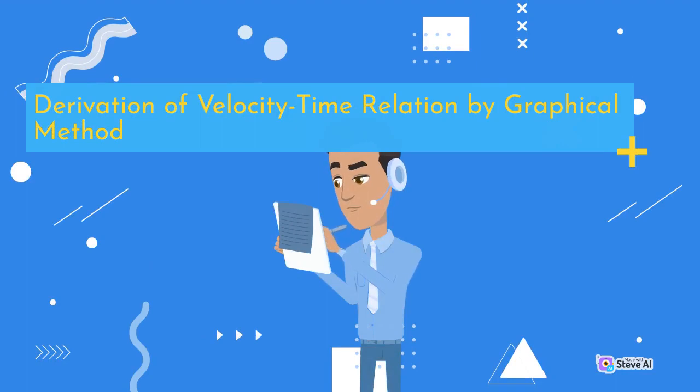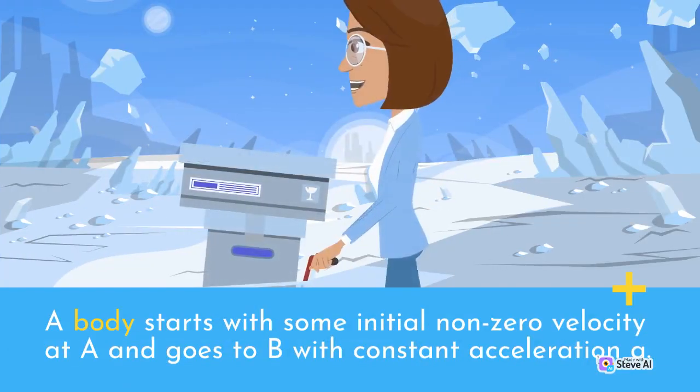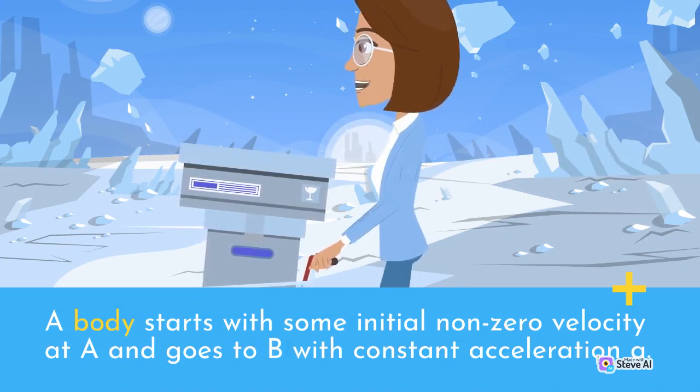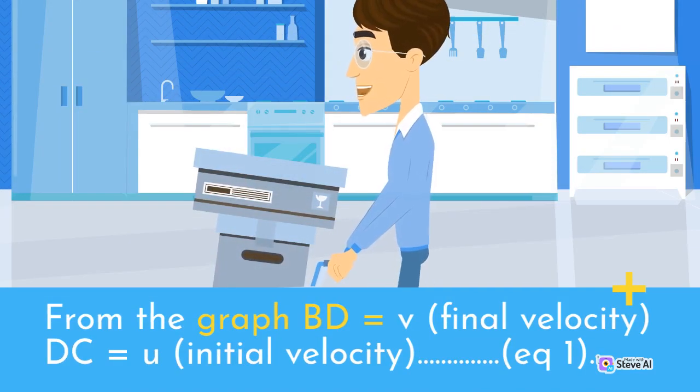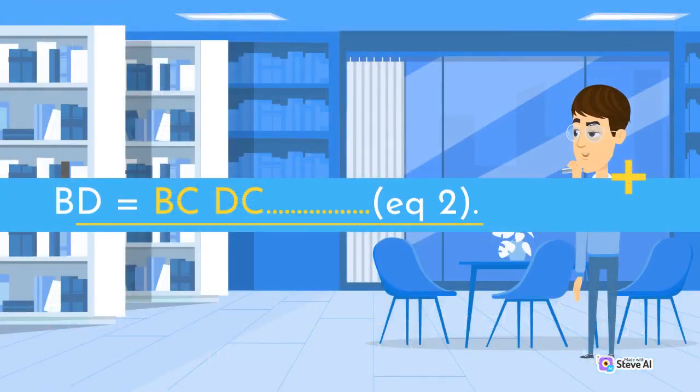Derivation of velocity-time relation by graphical method. A body starts with some initial non-zero velocity at A and goes to B with constant acceleration a. From the graph, BD equals v, final velocity, DC equals u, initial velocity. Equation 1. BD equals BC plus CD. Equation 2.